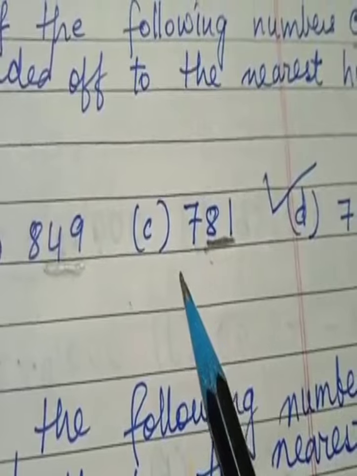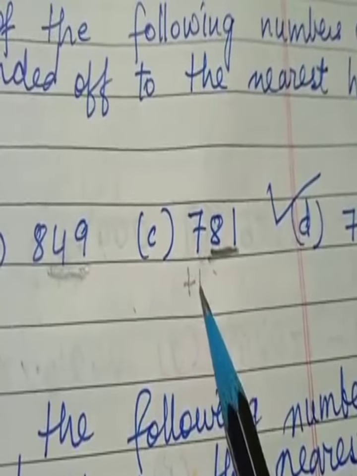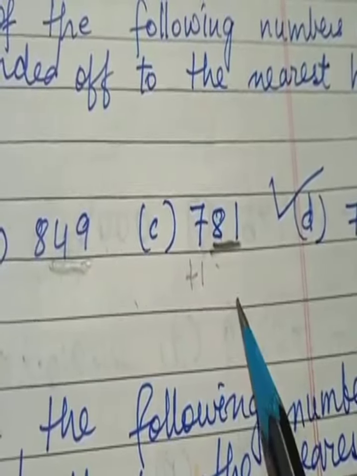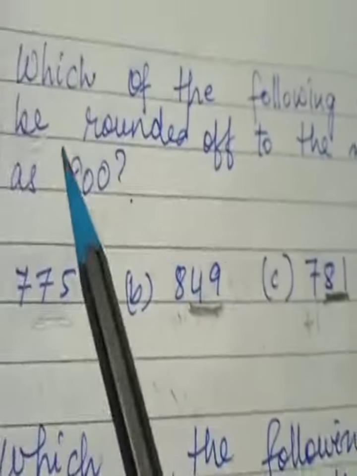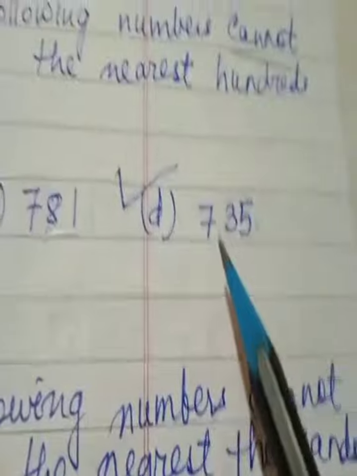So if it is more than 50 plus 1 in the hundreds place, so 7 hundreds will become 800s. Okay, so this is also getting converted to 800. Now let's see number D, the last option that is left.